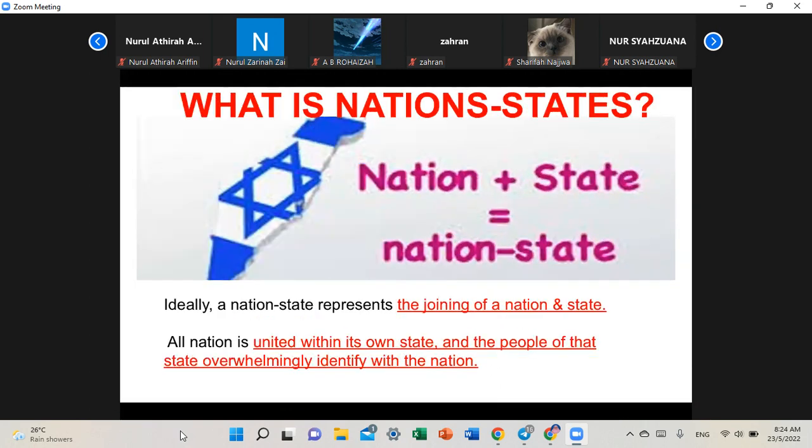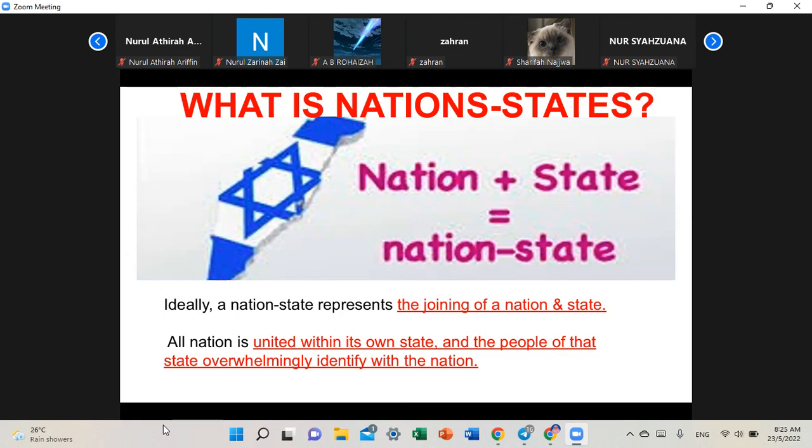And then we move on to the next slide. What is a nation? So a nation, ideally, what are nation states? It's two different terms that bring totally different meanings. Nation is one term, state is another different term.